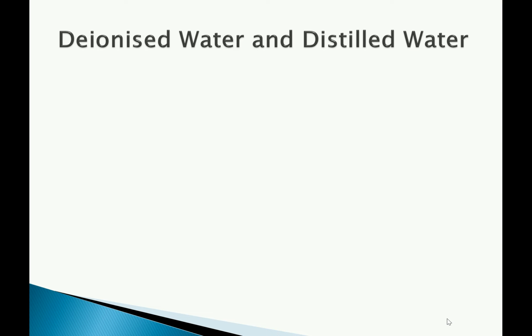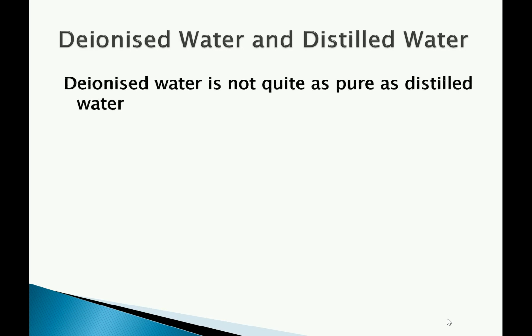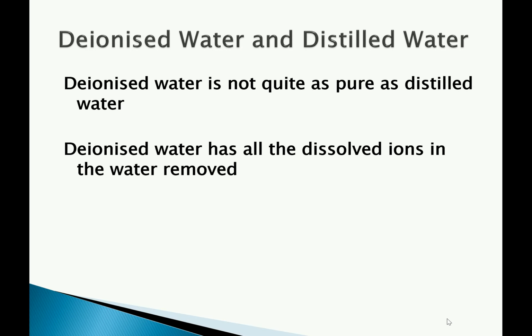We boil the water, and all of the ions, all of the salts get left behind, and then we condense the water again. And when we condense it, we end up with pure water. But one of them is more pure than the other one, and it's distilled water that is more pure, because distilled water has all of the gases removed as well.